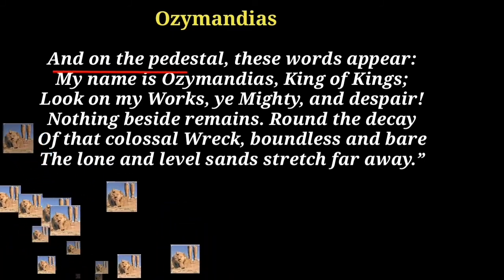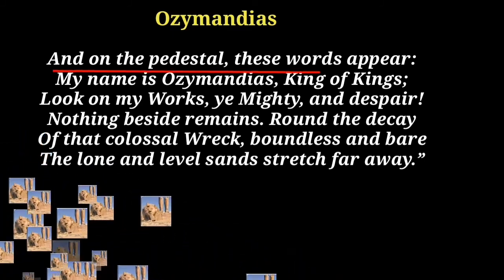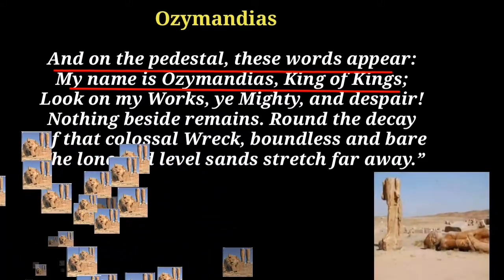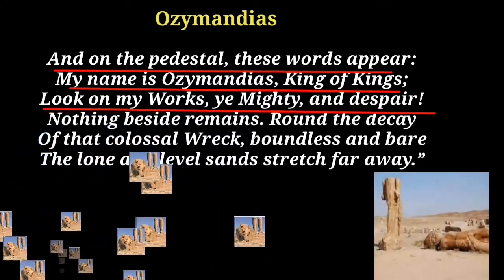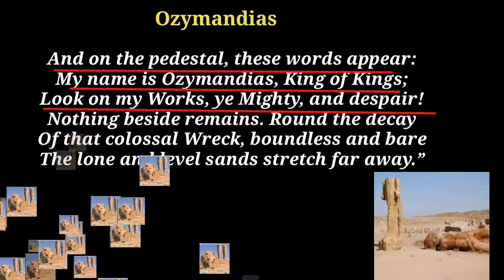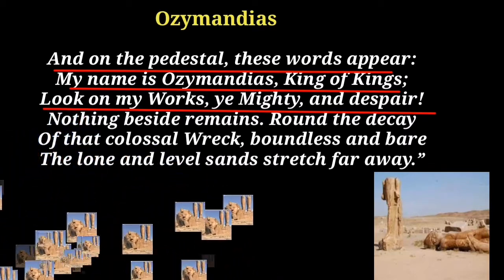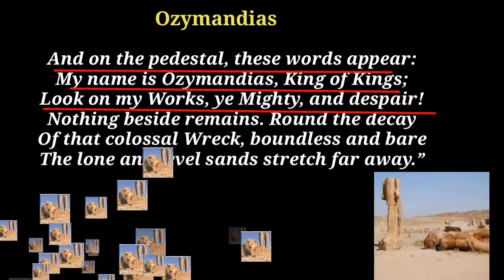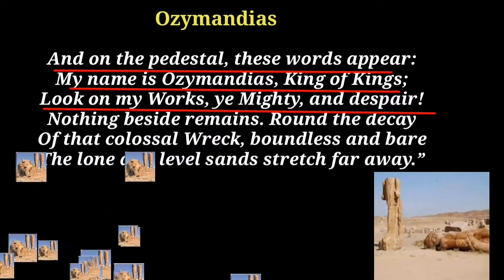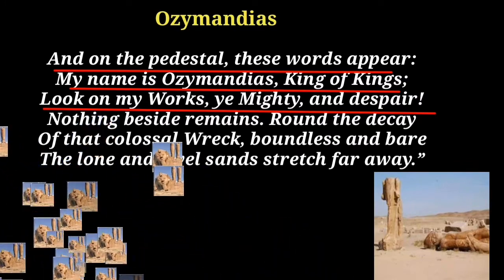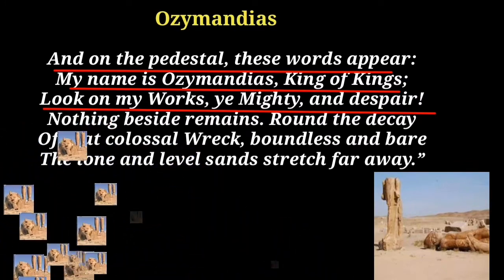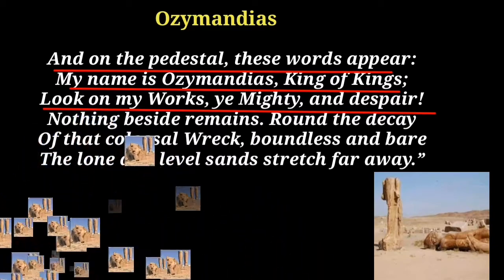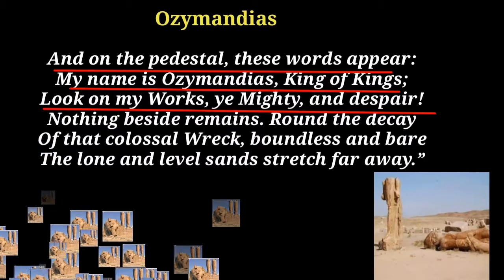And on the pedestal, these words appear: My name is Ozymandias, King of Kings. Look on my works, ye Mighty, and despair. Now again, these lines shift to the statue. The traveler quotes the words which were written on the pedestal. The inscription declares the name of the king.